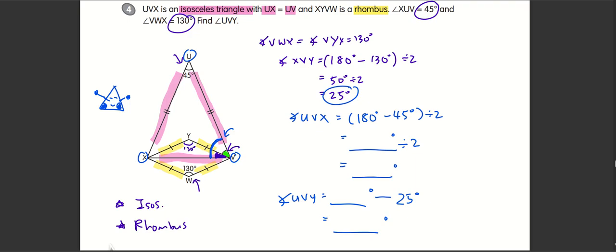I'll leave you to solve the rest. So what are the properties that I use here? Basically, isosceles and rhombus.